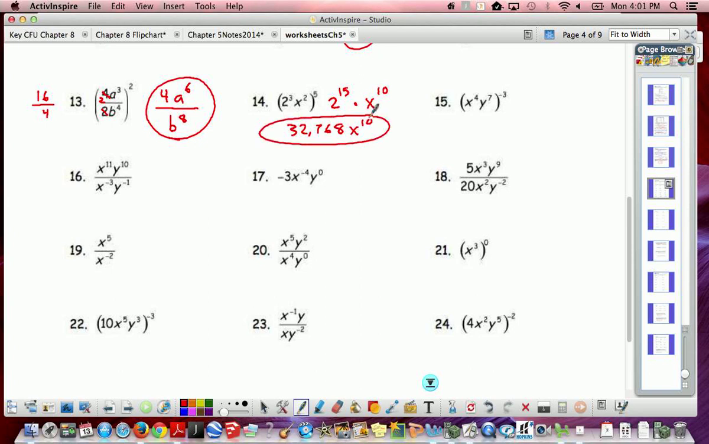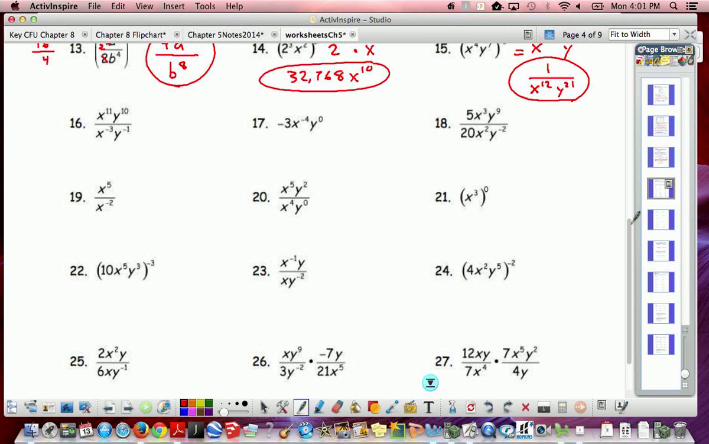On 15, you're going to take everything to the negative third power. So when I first do this, I get x to the negative 12, y to the negative 21st. But negative exponents become positive when they go in the denominator. So I get 1 over x to the 12th, y to the 21st.